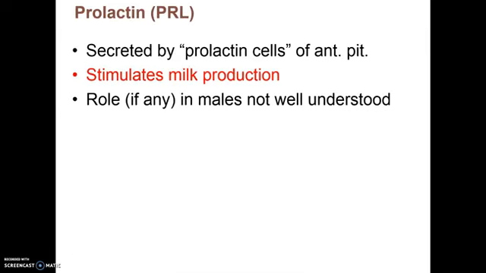Prolactin. Prolactin is secreted by the anterior pituitary, and it stimulates milk production. When we talked about oxytocin, it causes milk ejection. Prolactin stimulates milk production.